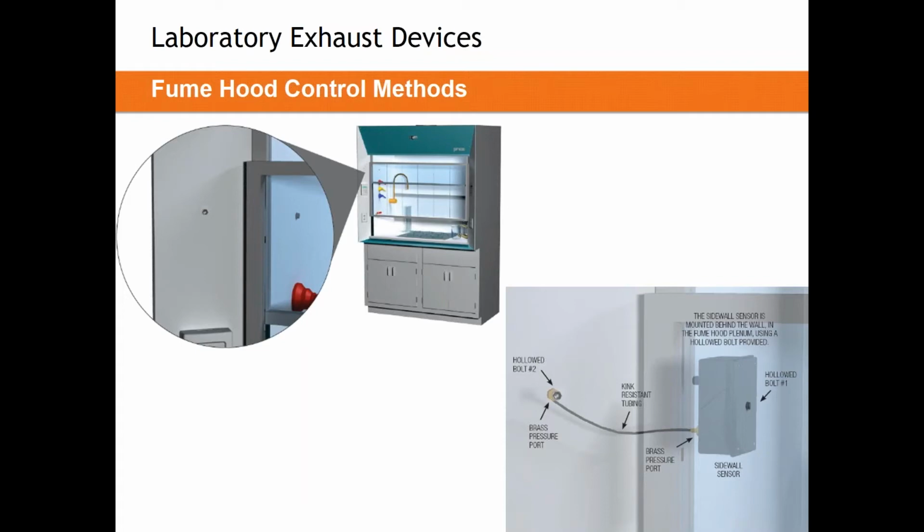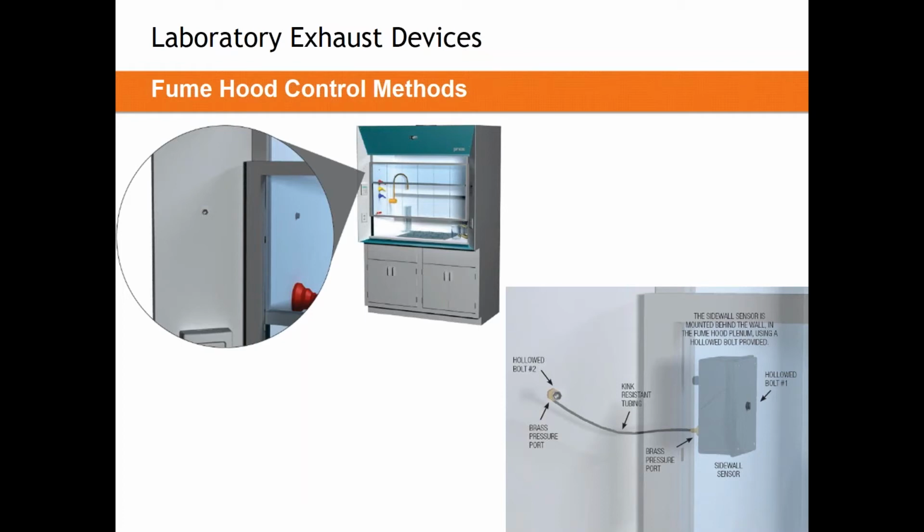This type of system, a sidewall sensor type of system, is also an extremely effective monitor. If you're looking at a constant volume fume hood, you can use this not as a control mechanism. You can use this purely as a monitoring system. So measure that face velocity and relay it back out to the user of the fume hood. Doesn't have to control anything, it can just display that information.